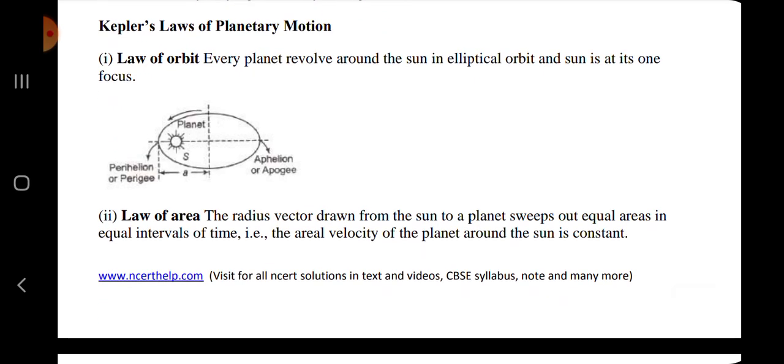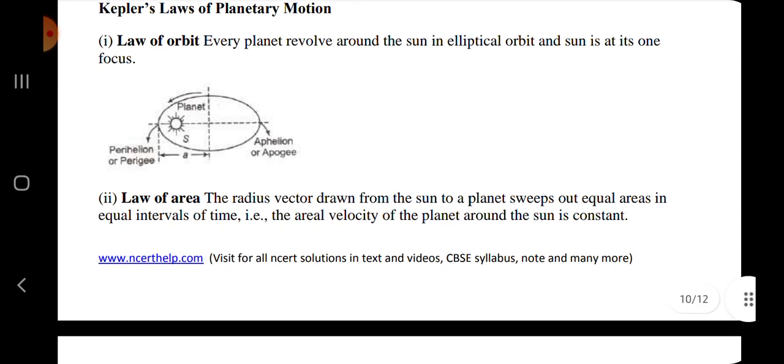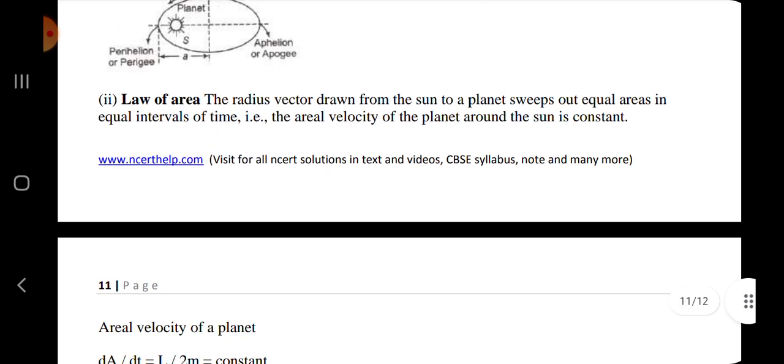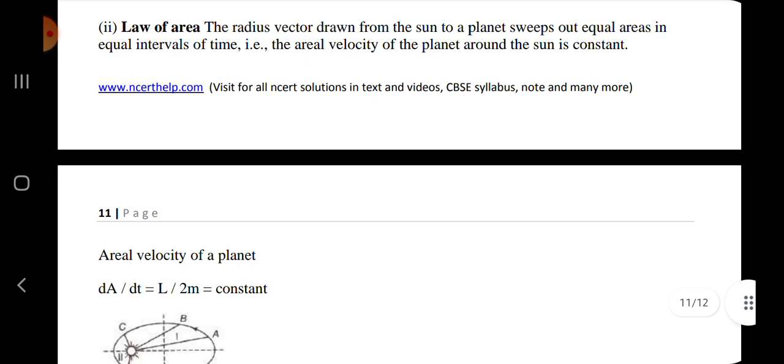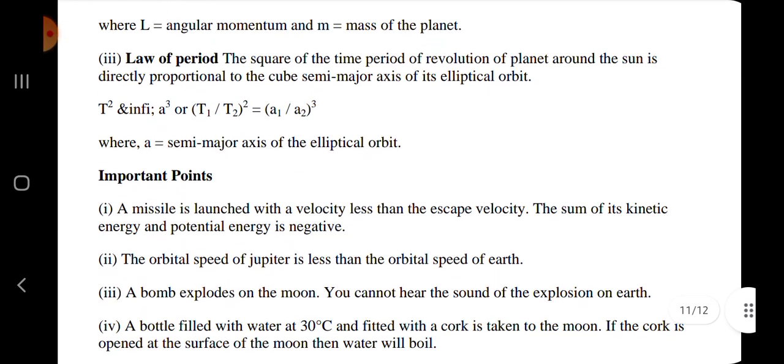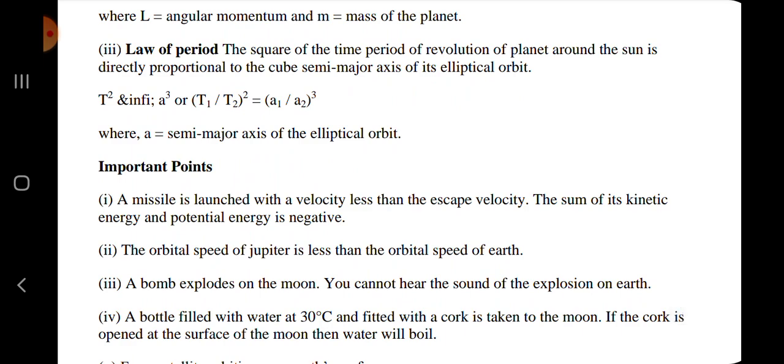Then Kepler's laws of planetary motion. First, law of orbit: every planet revolves around the Sun in an elliptical orbit and the Sun is at one focus. Second, law of area: the radius vector drawn from the Sun to a planet sweeps out equal area in equal intervals of time. That is, the areal velocity of the planet around the Sun is constant. Then law of period: the square of the time period of revolution of a planet around the Sun is directly proportional to the cube of the semi-major axis of the elliptical orbit.